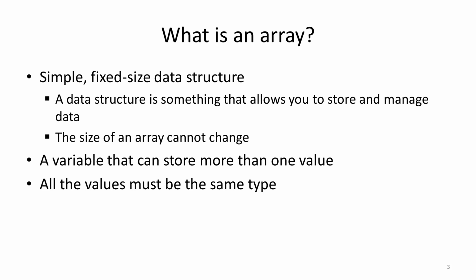Once an array is created, the size cannot change. You can also think of an array as a variable that can store more than one value. All of the variables that we have been using up until this point only stored one thing. All the values in the array must be the same type. Most languages have some kind of array, but it may not be called an array. For example, Python. In Python, an array is called a list.